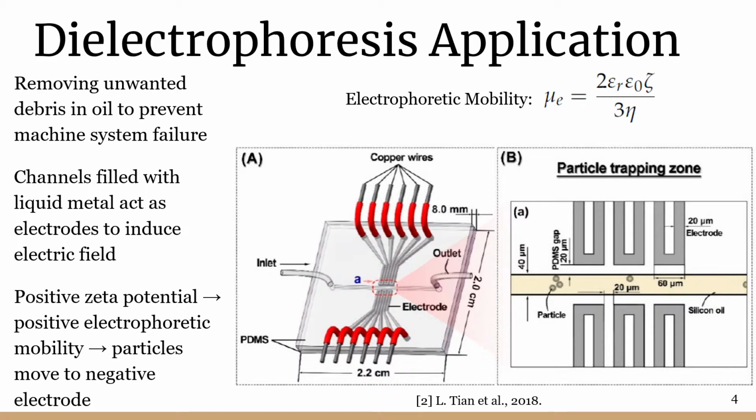By looking at figure A, you can see that the silicon oil is put in through the inlet and flows through the region shown by the red box. This area is zoomed in figure B to show the particle trapping zone.